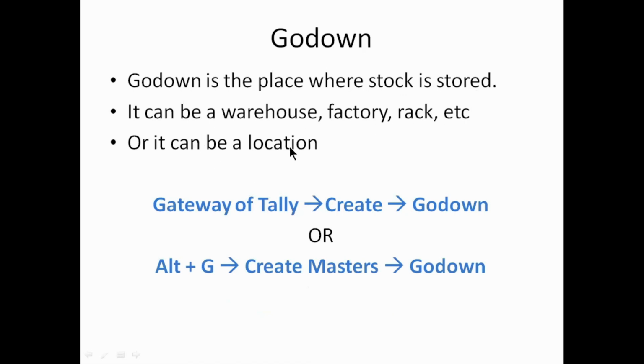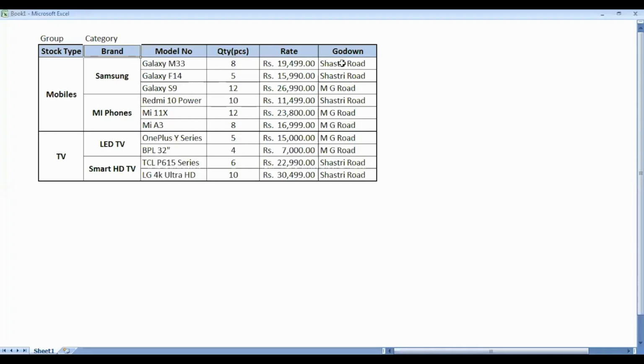Suppose we have the godowns at different places or in different cities. Then that location can be a godown name. For our example, how to create it? Go to gateway of Tally, create godown, or Alt G, create masters, godown. So in our example, we have this Shastri Road and MG Road. These are the two godowns we have. So we will create Shastri Road as well as MG Road as two godowns.